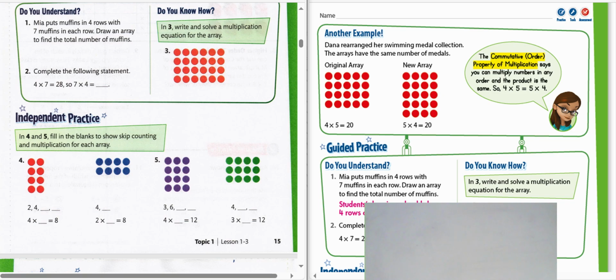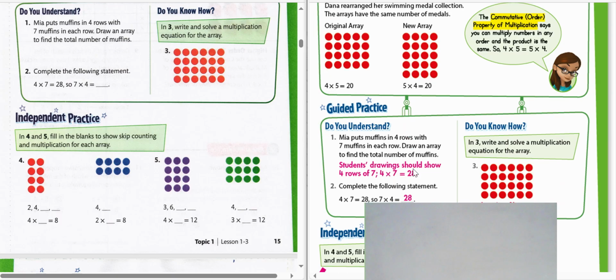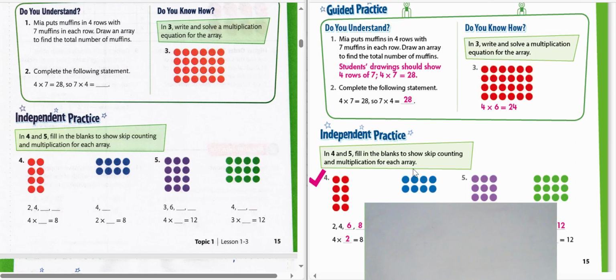You can draw 4 rows and each row contains 7 elements, or you can write the inverse: 7 rows and each row contains 4 elements. We have 7 rows and 4 columns, or 4 rows and 7 columns. You can swap them. Then the answer is on the right-hand side, okay? Like this. 4 times 7 equals 28.